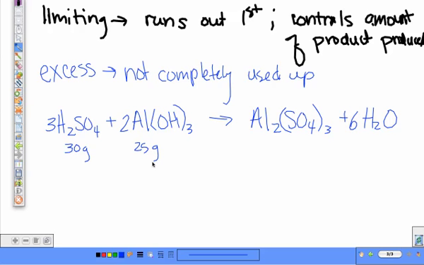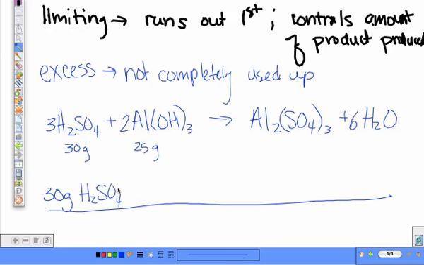Not necessarily, right? You're going to just pick one of them. Let's pick 30. You could start with 30 or 25, it doesn't matter. So if we start with 30 grams of sulfuric acid, we need to convert to see how much of this other reactant we need to react all 30 grams of this sulfuric acid. And let's see if we have that much available to us.